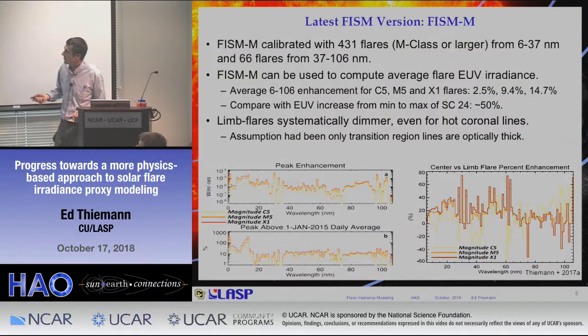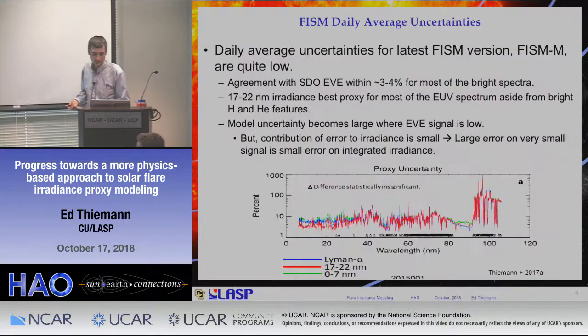One thing that we also noticed when we were looking at average flare behavior with FISM is that the limb flares are systematically dimmer, even for hot coronal lines that we typically consider to be optically thin. You can see that here, where I'm plotting how much brighter disk center flares are versus limb flares for the flares that we use to train the FISM model. I just want to draw your attention to this region here. There are a lot of mostly optically thin lines below 20 nanometers, and we still see that the flares that occur near disk center are systematically brighter. That's something I'll go into a little bit further in this talk.